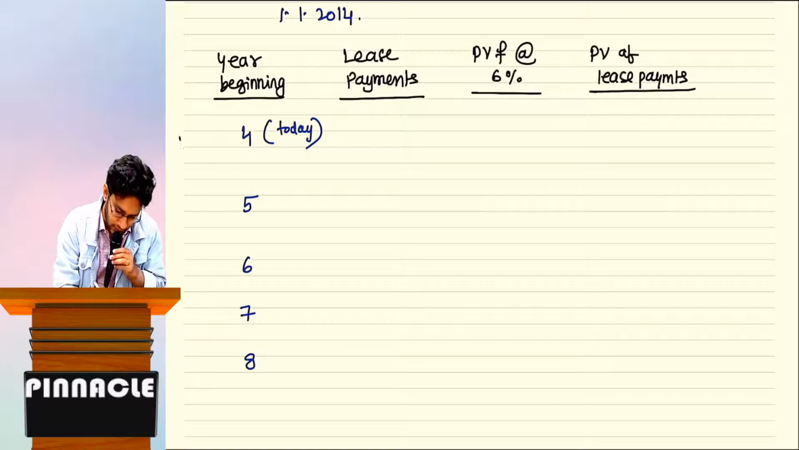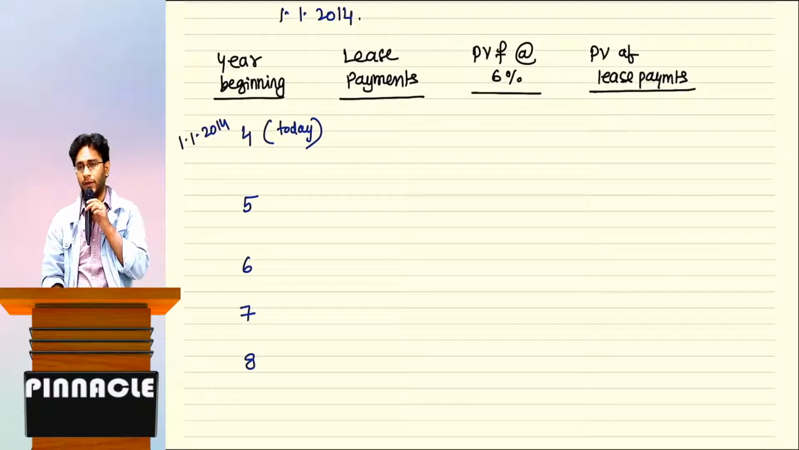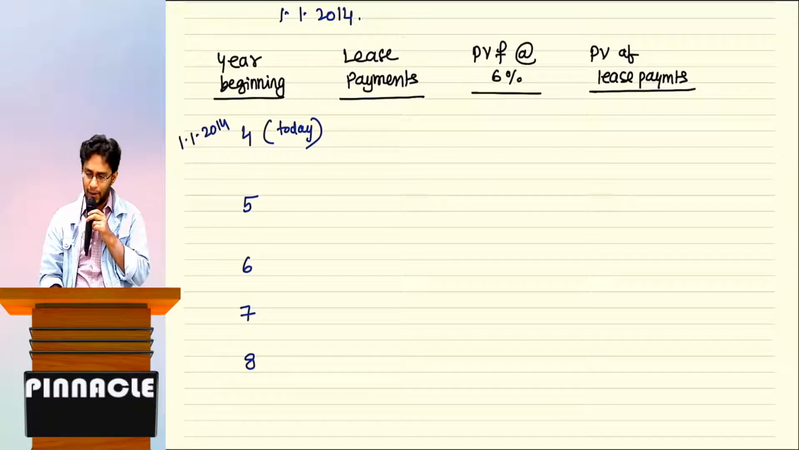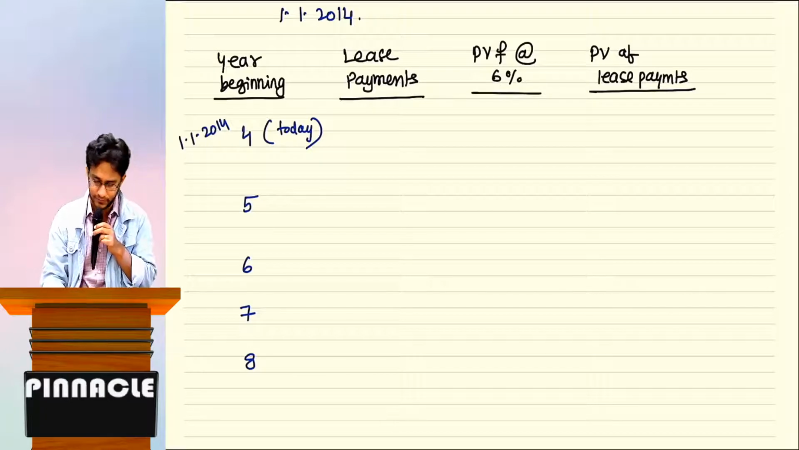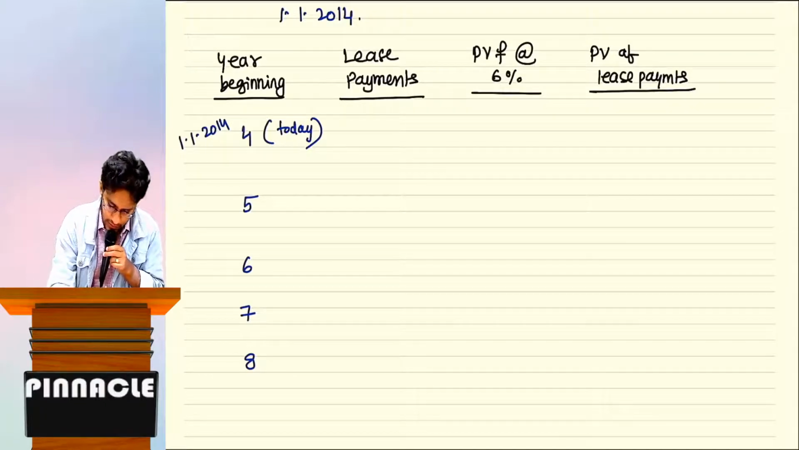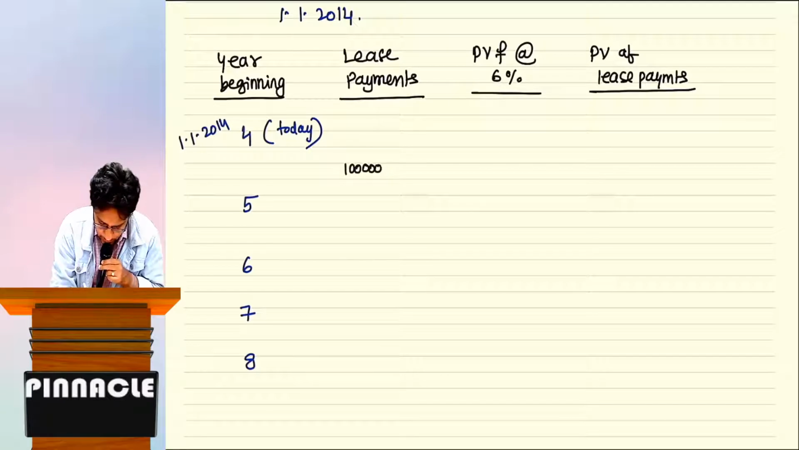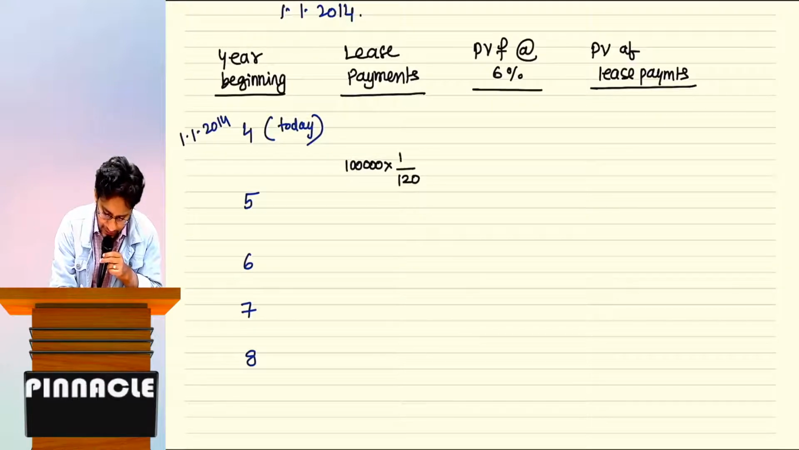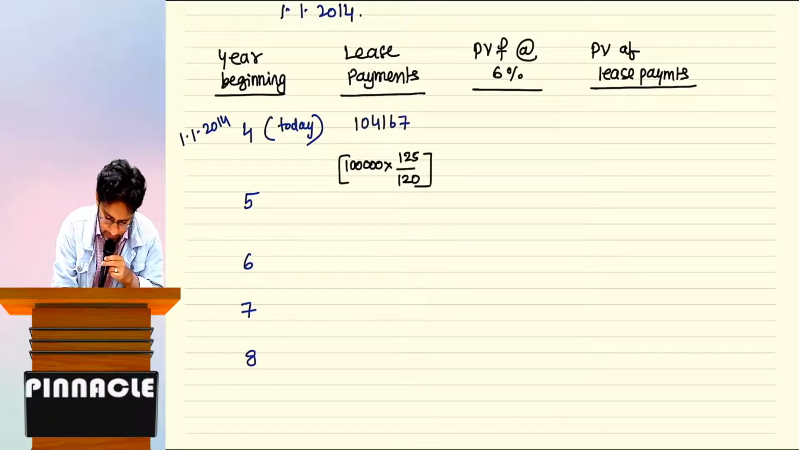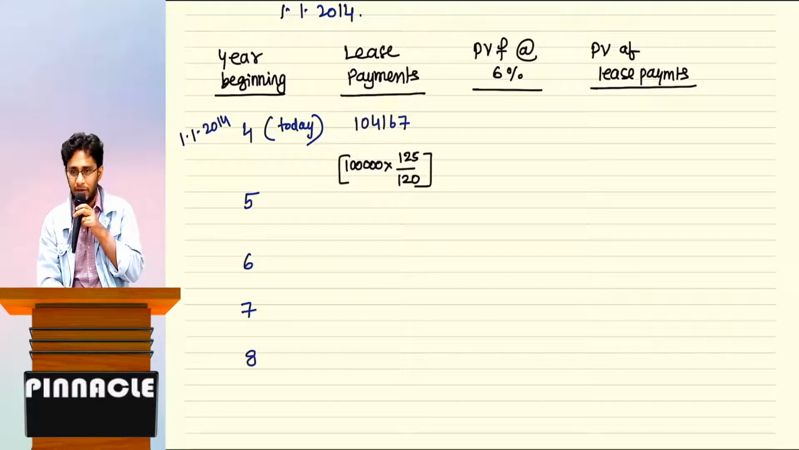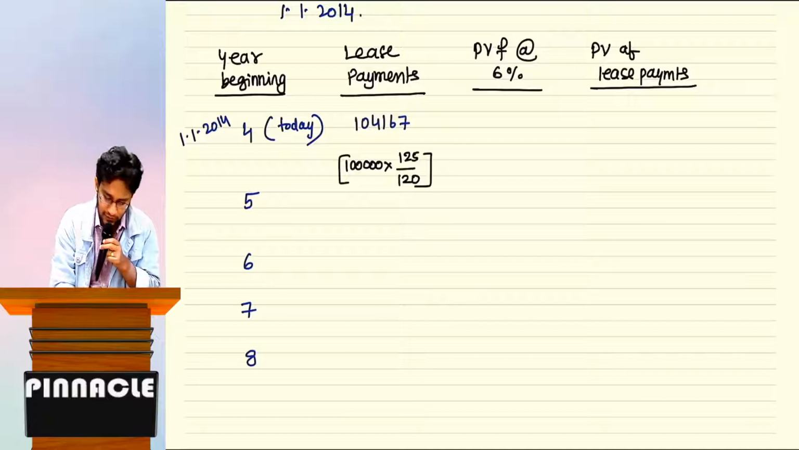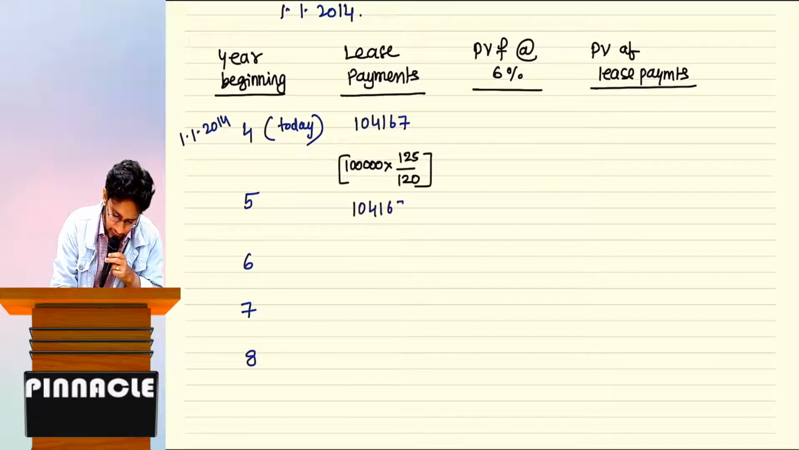Now this is on 1/1/2014. How much lease payment do you have to pay? Update and tell me. 1 lakh is a wrong answer, sir. 1 lakh is the number when CPI is 120. Now at third year ending or fourth year beginning, CPI is 125. So update that: 104,167. Fourth year ending CPI you will not know obviously, so for the fifth year also you will apply the same 104,167.